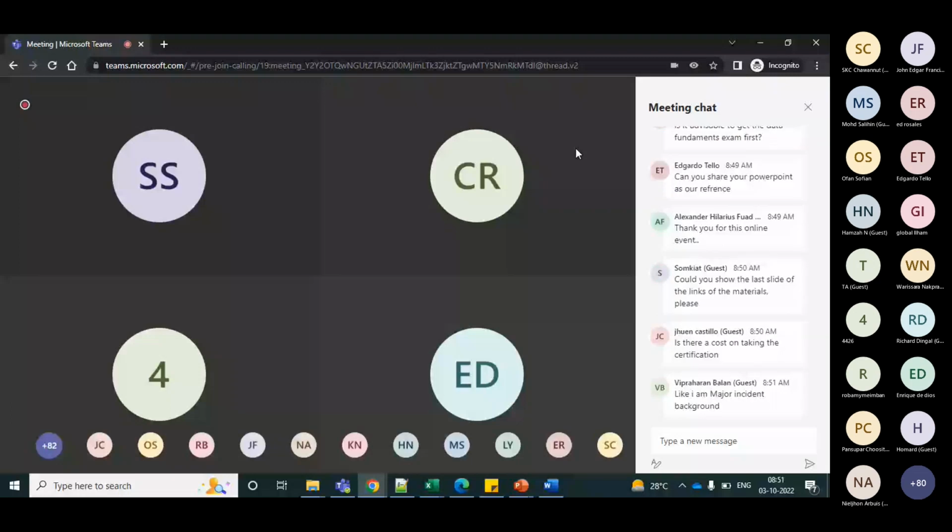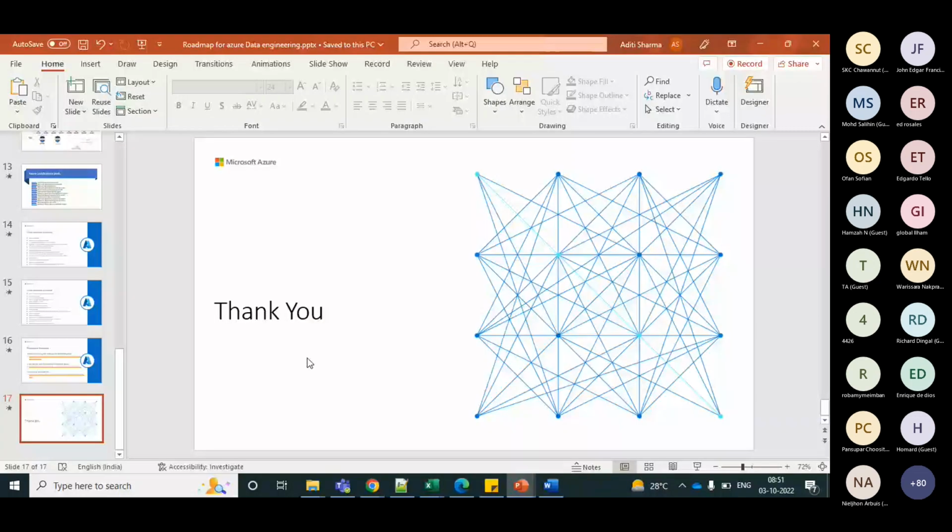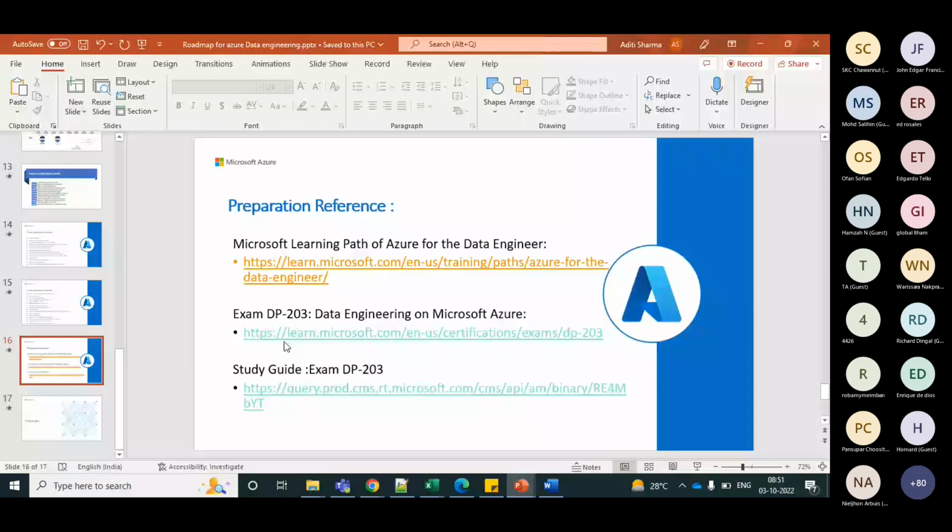PowerPoint, I will share one PDF file of this with Surag, so you can take it from him. Actually, I pasted the last slide in the chat as well. All these three links I shared in the chat, so you can take them from the chat also.